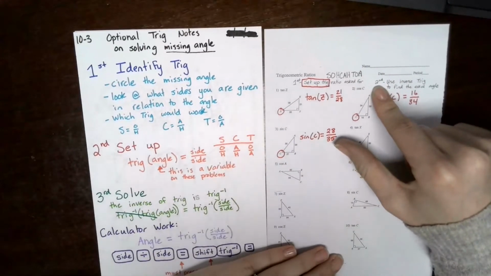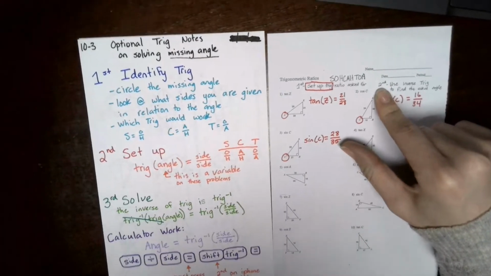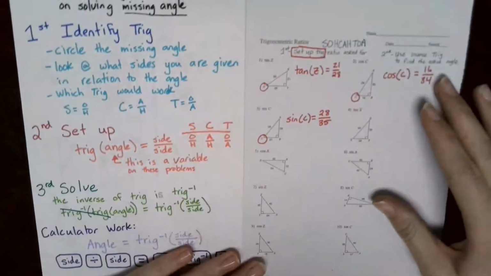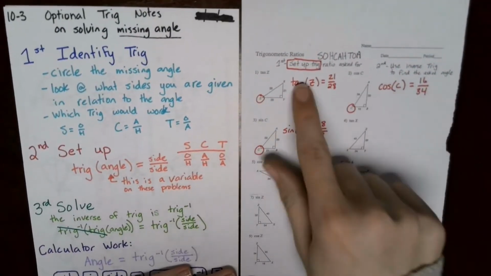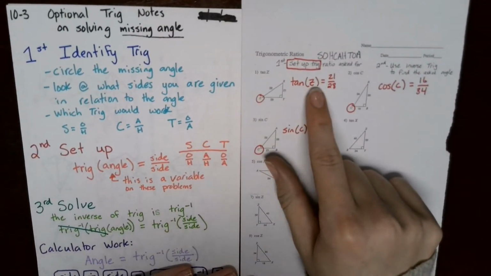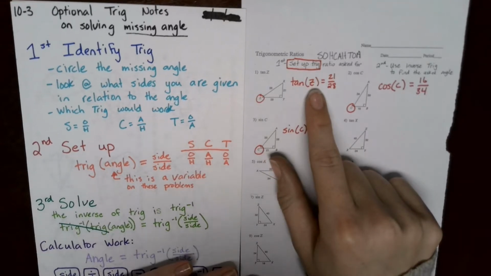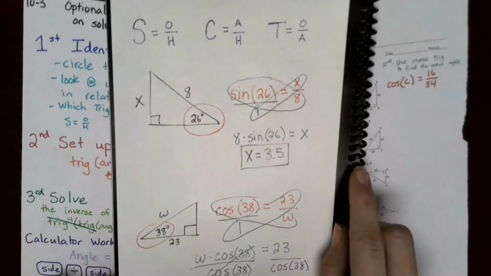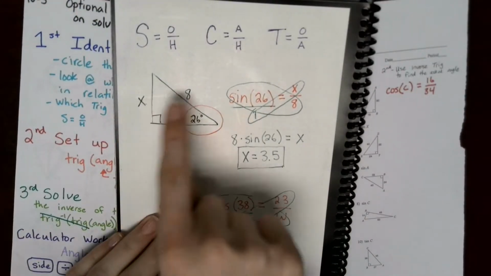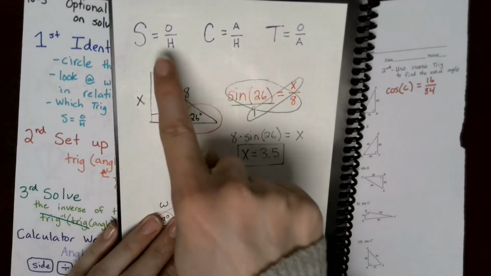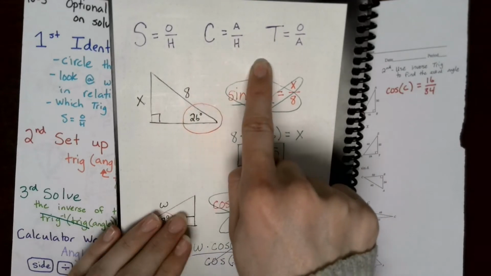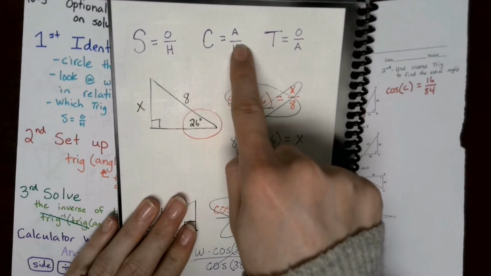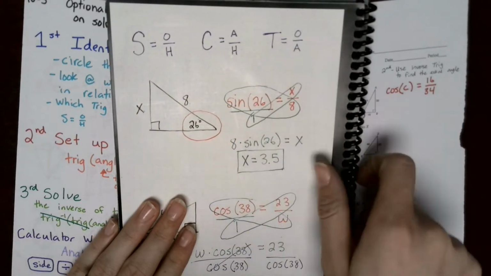So in this first situation, let me zoom in here, where it asks us to identify the trig, we've already done that in these problems. Now you're going to have problems on Math Excel where you have to identify the trig, very similar to what we did for finding the missing side. Circle the angle, see what you have, see what you're missing, and pick sine, cosine, or tangent. Remember, sine is opposite over hypotenuse, cosine is adjacent over hypotenuse, and tangent is opposite over adjacent.